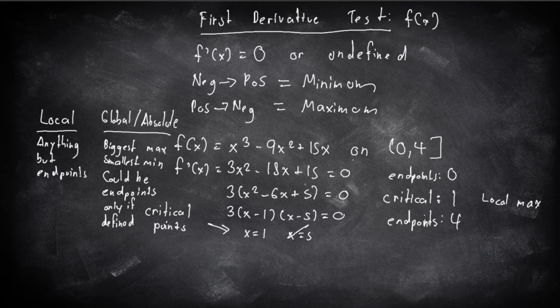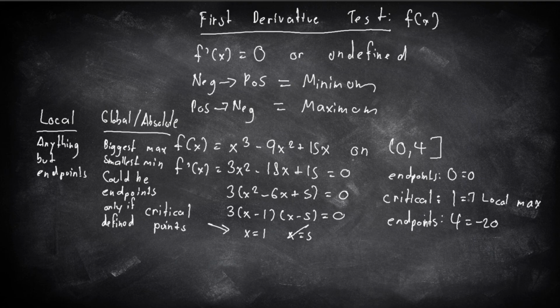So for endpoints, to determine if it's the biggest or smallest, we've got to plug it into our function. So at 0, 0 minus 0 plus 0 is 0. Using f of x, plug in 1. So 1 cubed minus 9 times 1 squared plus 15 times 1. That is negative 8 plus 15, that's 7. Now you plug in 4. That is 4 to the power 3, which is 64, minus 9 times 16, which is 144, plus 15 times 4, which is 60. So 64 plus 60 is 124, minus 144 is negative 20.